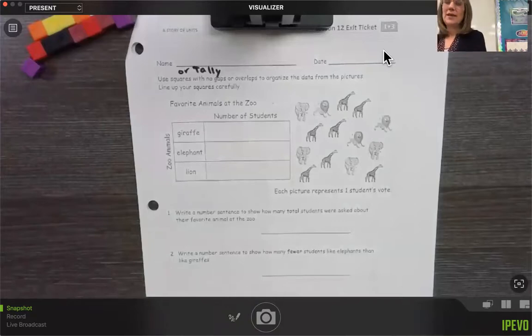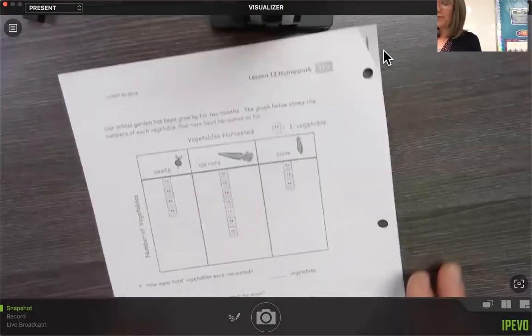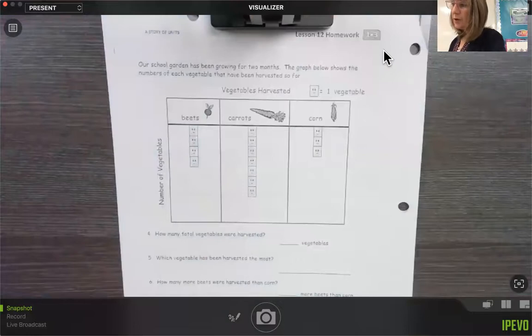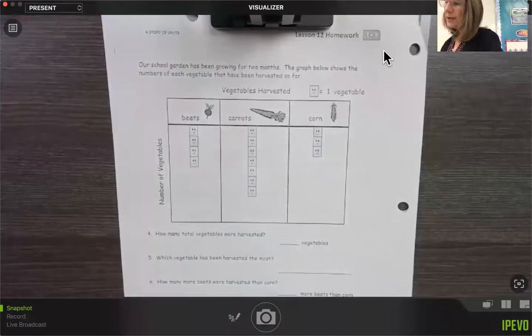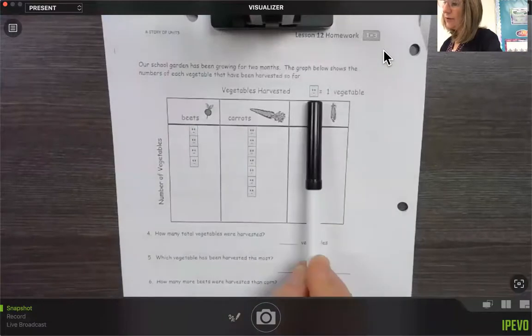Now, do that now, or you can do your homework first. Let's take a look at your homework really quick here. Our school garden has been growing for 2 months. The graph below shows the number of each vegetable that have been harvested so far. So here's our vegetable harvest, and this little happy face thing equals 1 vegetable.